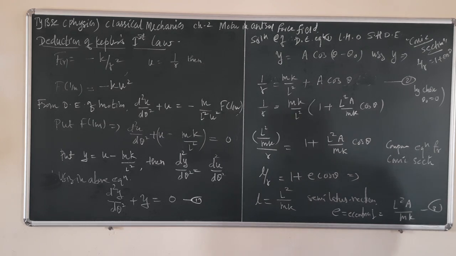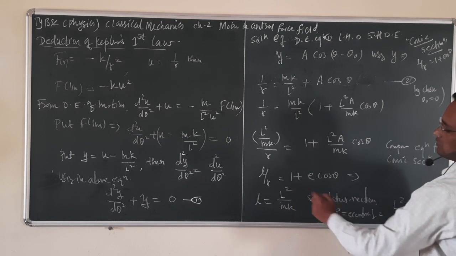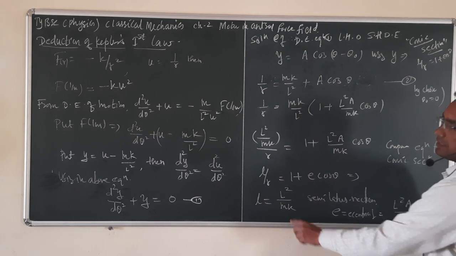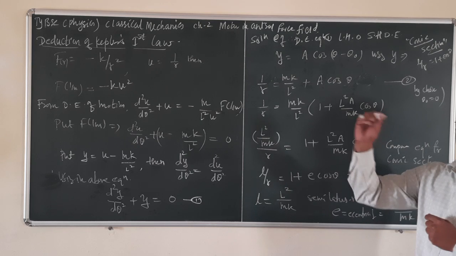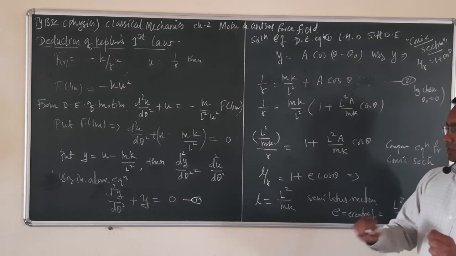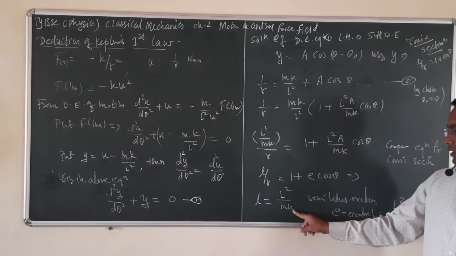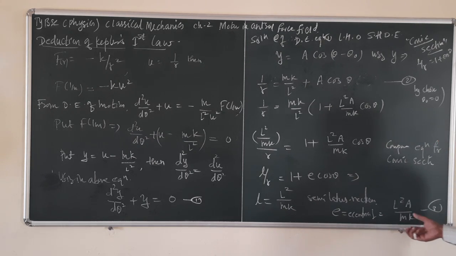So semi latus rectum L depends upon capital L square. Capital L is what? Capital L is angular momentum, which is constant for planetary motion. M is the reduced mass, here for the sun and the given planet. K is what? Force constant. Here, eccentricity E depends upon L square divided by MK into A.